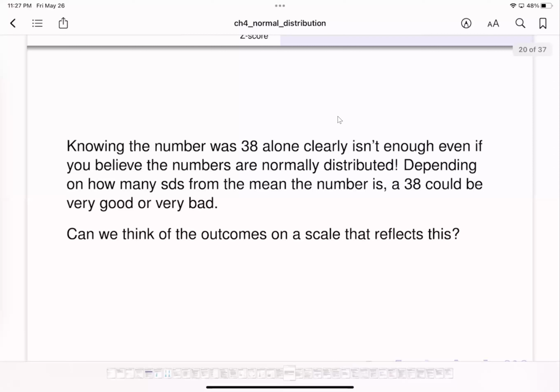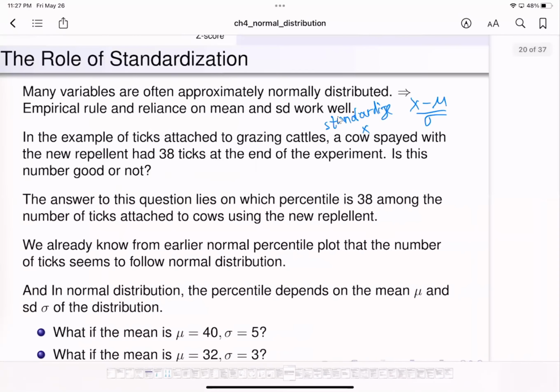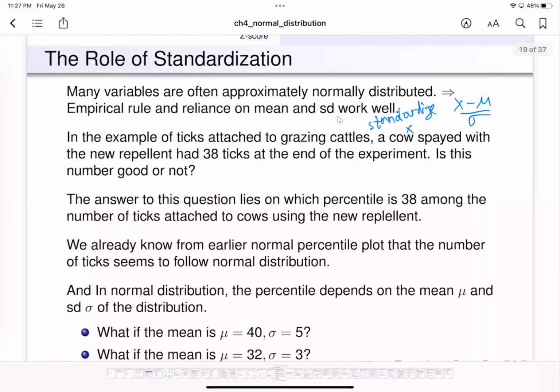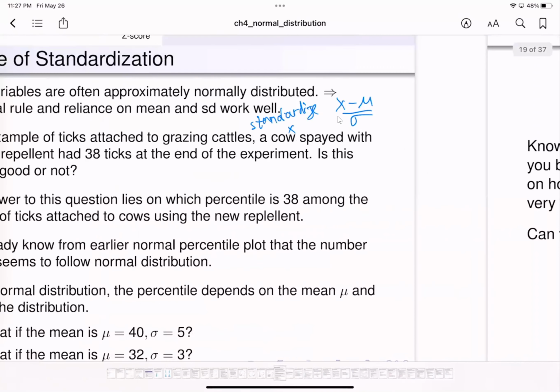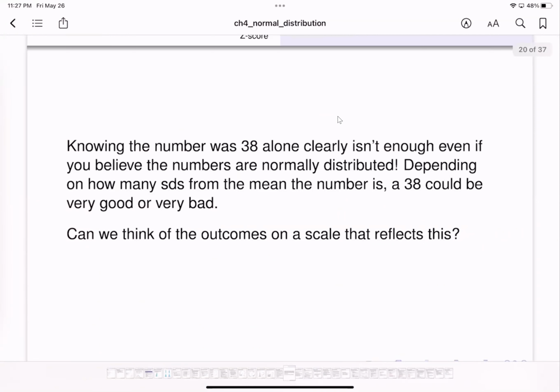Okay, so in terms of 38, for example, is 38 going to be a large number or not a small number? This is in terms of the number of ticks on grazing cattle. Is it somewhere on the large side or the smaller side? We don't really have an idea. So instead, once we compute 38 minus the mean, divided by the standard deviation, we'll have a good idea because of the empirical rule.